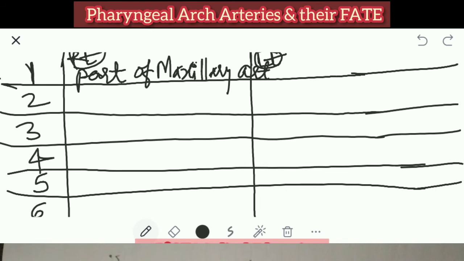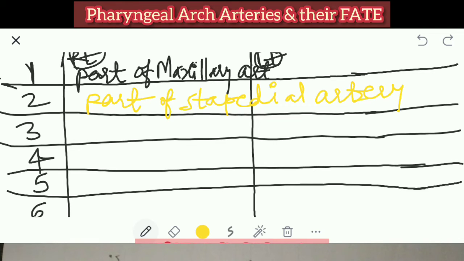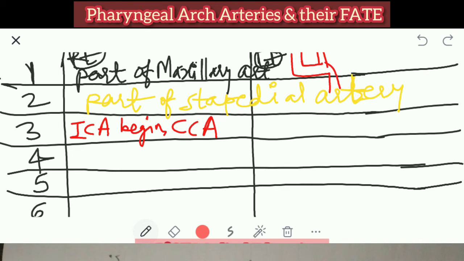Now the second arch. The second arch forms part of the stapedial artery. Part of stapedial artery. Artery to the stapes bone, the smallest bone of your body. Ear ossicle. The third arch, as you all know, on the right side is forming the beginning of internal carotid artery, and the common carotid artery completely. If you can recall that diagram, see, like this it was. So this was the third arch, right? Third arch. So it formed the beginning of the internal carotid artery, and it forms the complete common carotid artery on the right side.